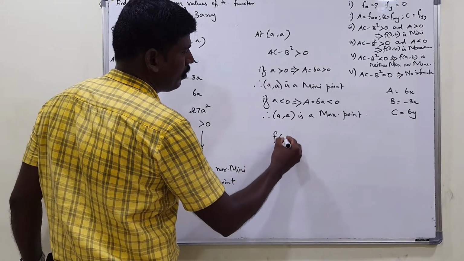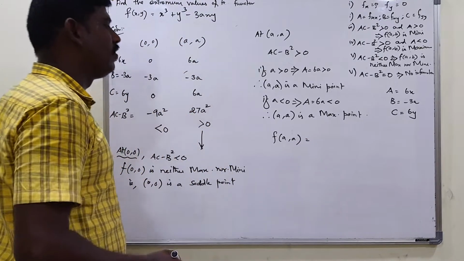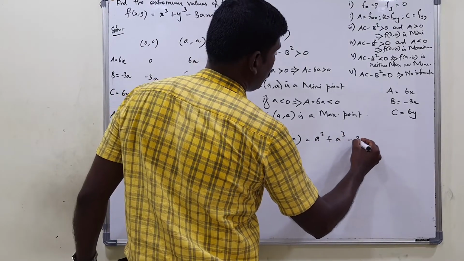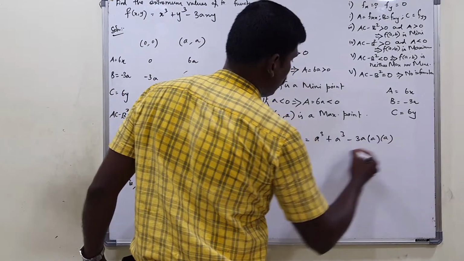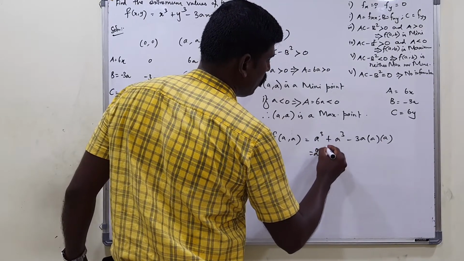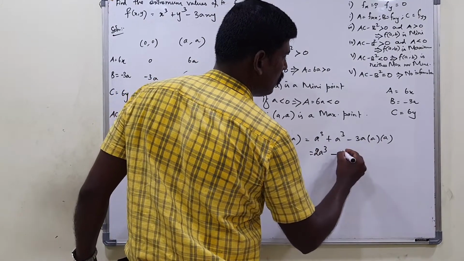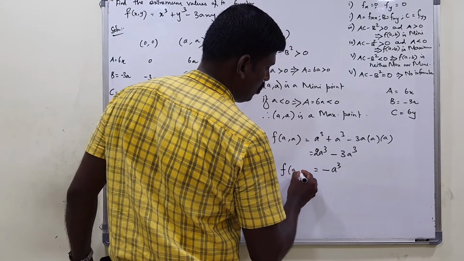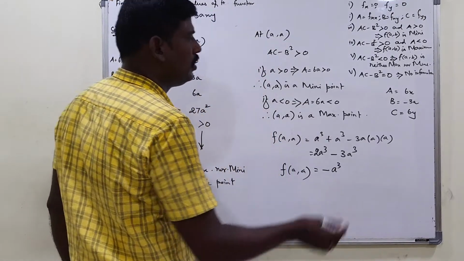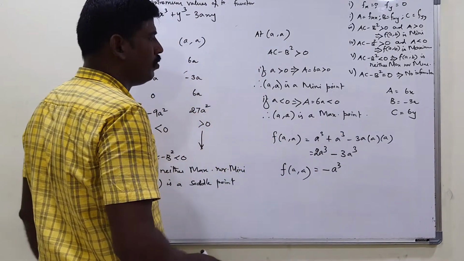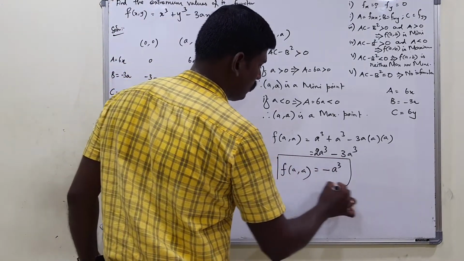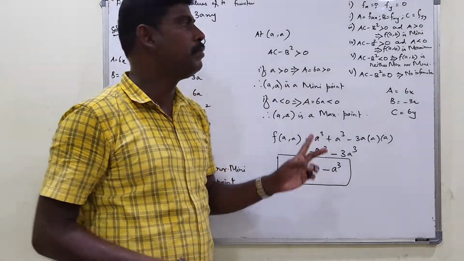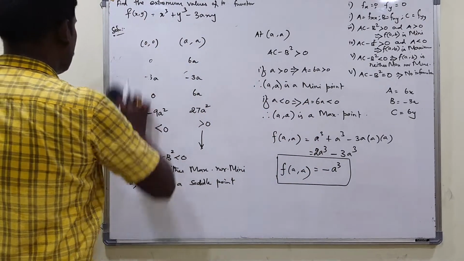To find the maximum or minimum, find out the value at (a, a). What will you get? A cube plus A cube minus 3A into A. So 2A cube, A cube plus A cube, 2A cube minus 3A cube. That is equal to what? Minus A cube. So minus A cube is the maximum value and also the minimum value. Both maximum value and minimum value are the same at this point. That's all. Let us go to the next problem.